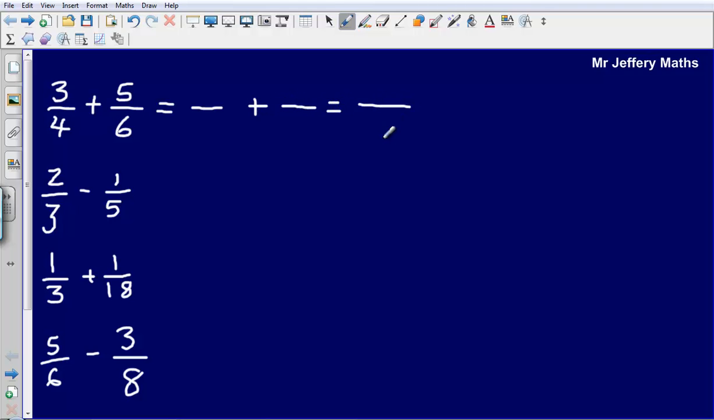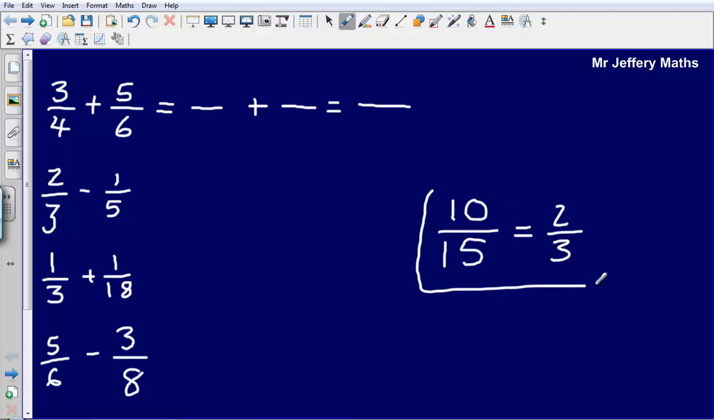Now the way that we do that is we make what we call equivalent fractions. So we make fractions that mean the same thing as what we've got. We can think of it like the opposite of simplifying. For example, if you had the fraction 10 over 15, if you were to simplify that, that would become 2/3. All that we're saying here is that 10/15 is exactly the same as 2/3. Those two things are equal.